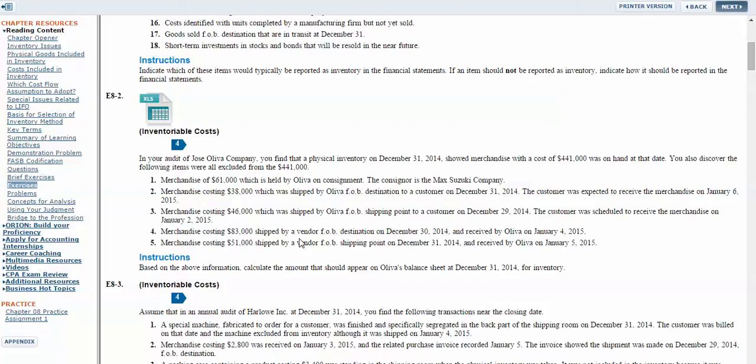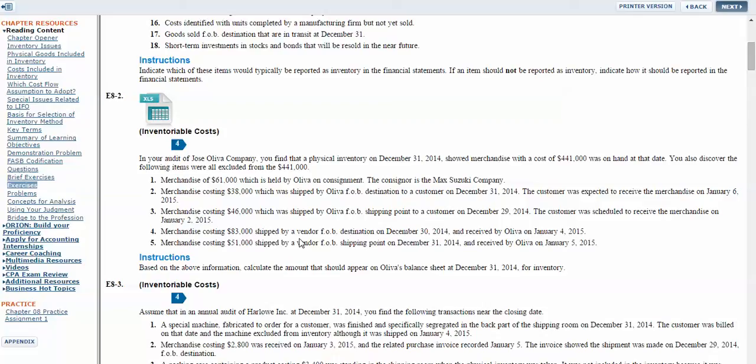Next one, merchandise costing 46,000 was shipped FOB shipping point to a customer. So that means we shipped it as a seller. It's no longer ours after it leaves the shipping point. It's the buyer's as soon as it leaves the shipping point. So this one is done correctly. It was shipped FOB shipping point. It's not in the inventory. That's correct. It should actually be in the buyer's inventory numbers.